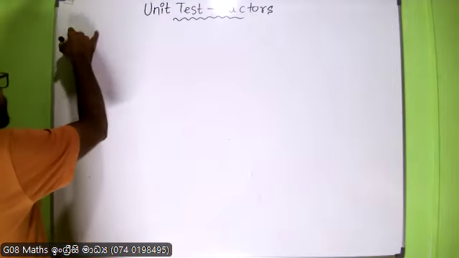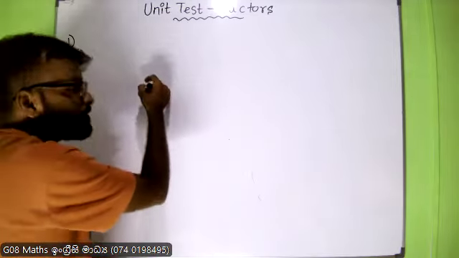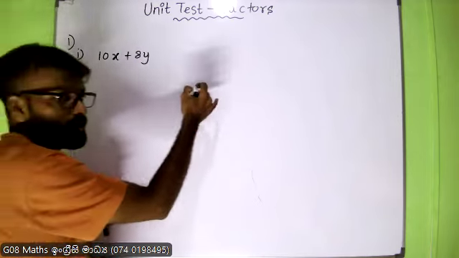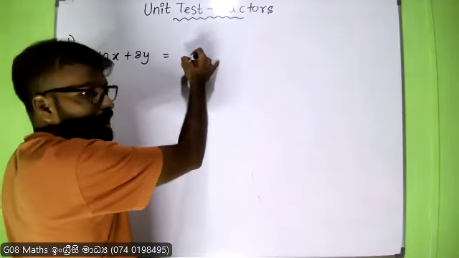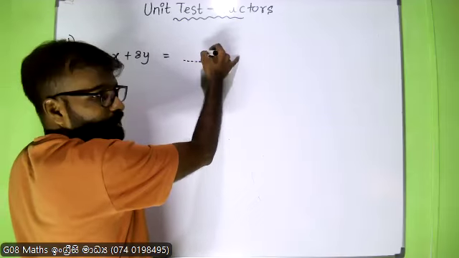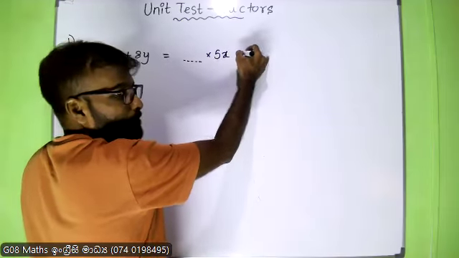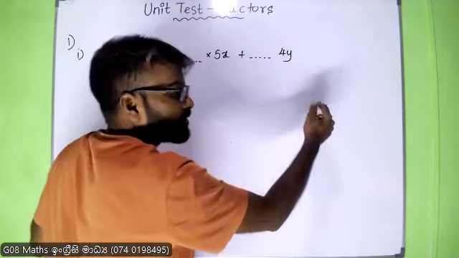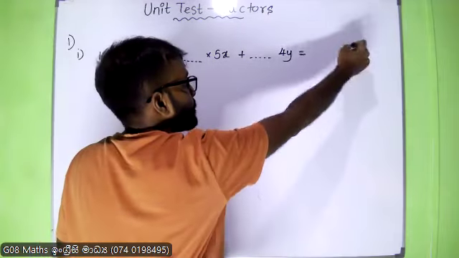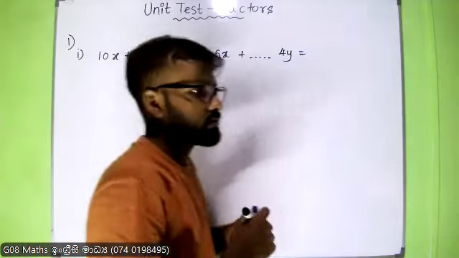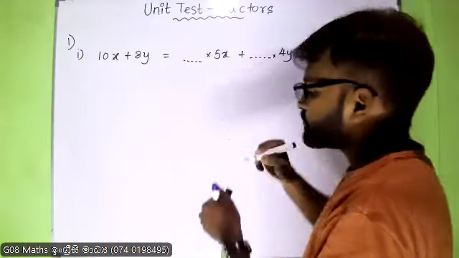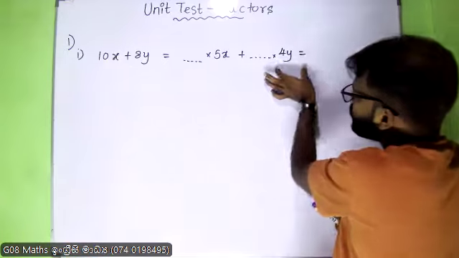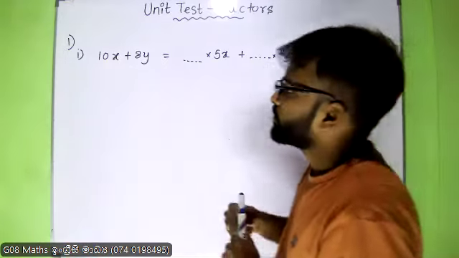So first question, you have to fill the blanks. First part, 10x plus 8y equals, there is a blank. Here you have 5x plus blank and 4y, right? First of all, I will fill this one. So how do you fill this? 10x, 5x, 8y, 4y. So how do you get the factor?